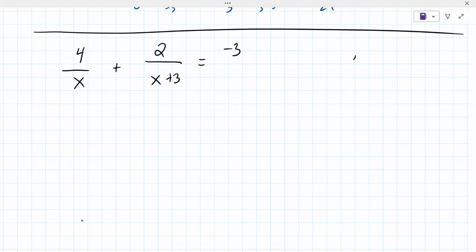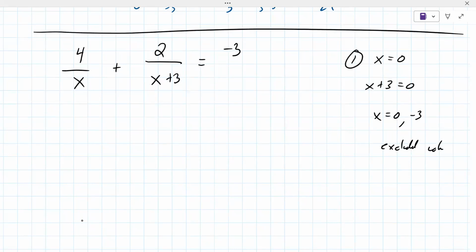Okay. All right, so it says find all solutions of the equation. What you're supposed to do first is actually do the same thing we did in the previous problems. You set the bottoms equal to 0. And these end up being the excluded values. So if you get 0 or negative 3 as your answer, you're supposed to say, oh, that's not correct. I need to check it here.